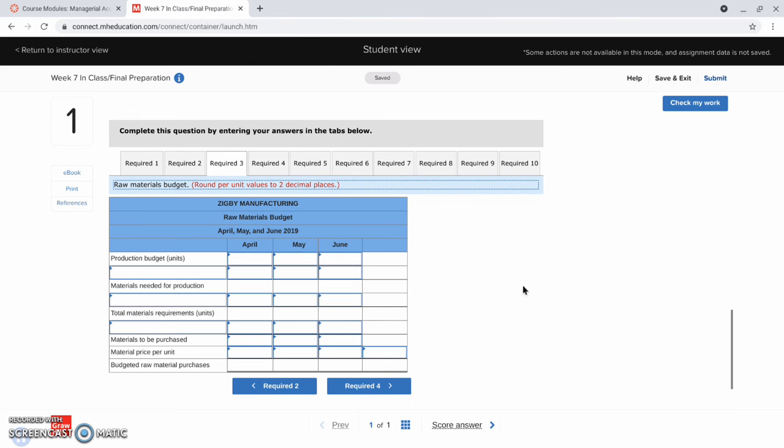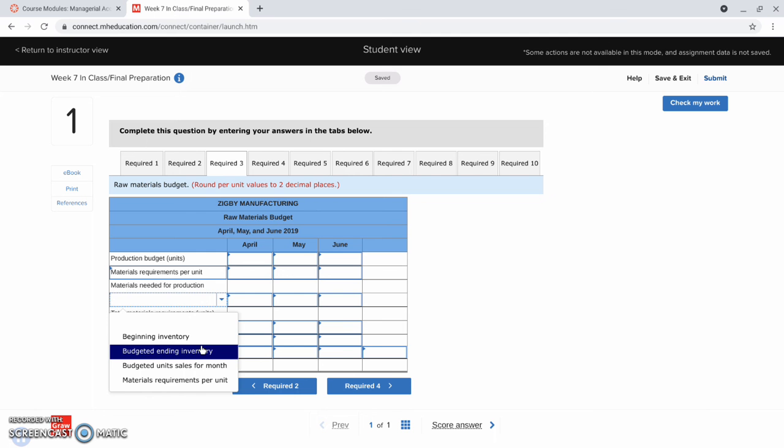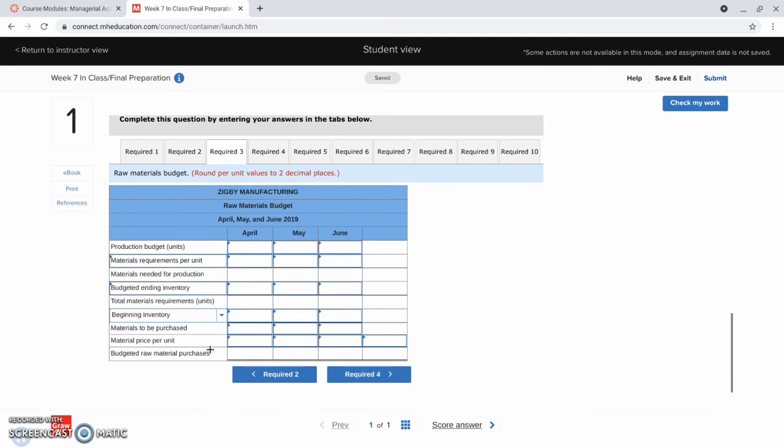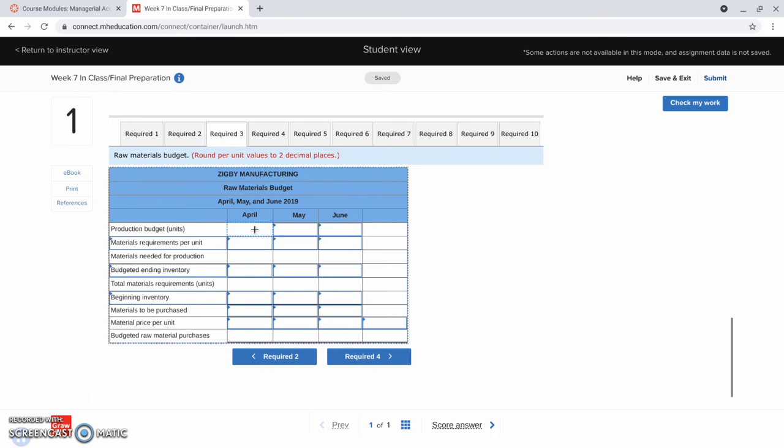Here, our raw materials budget. Production budget. First, we're going to do our row labels. This one is materials requirement per unit. And then we have a budgeted ending inventory. Then we have our beginning inventory. All right. So production budget, 19,700, 19,900, 20,400. Our materials requirement per unit, 0.5, 0.5, 0.5.